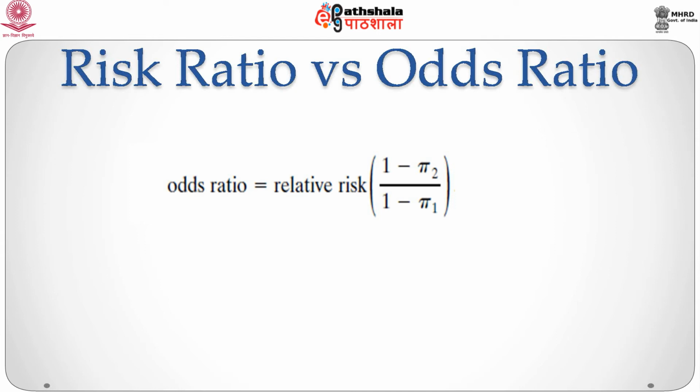Of course, if pi 1 is equal to pi 2, that is, there is no association at all, then the odds ratio and the relative risk are exactly identical. But there is also another situation where, even though not exactly identical, they are almost identical. This happens when the events are very rare, so that pi 1 and pi 2 are very close to 0, and 1 minus pi 1 and 1 minus pi 2 are equal to 1 for all practical considerations. In this case, the odds ratio is almost equal to the relative risk.